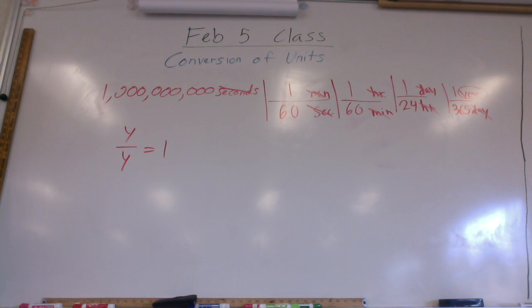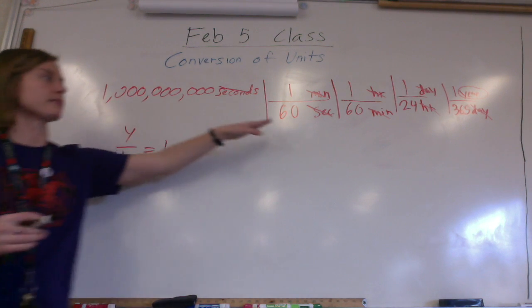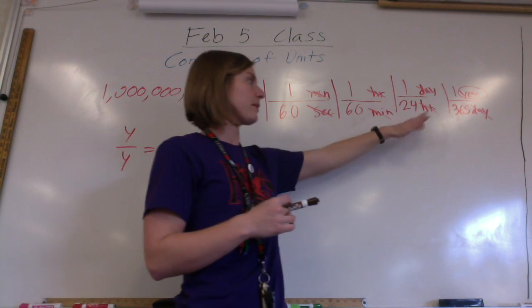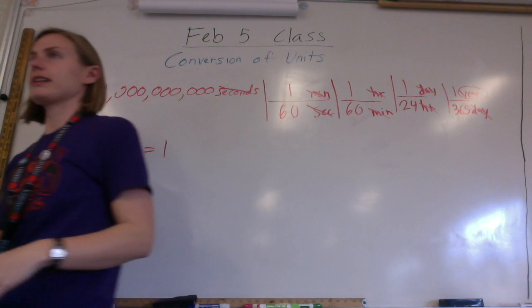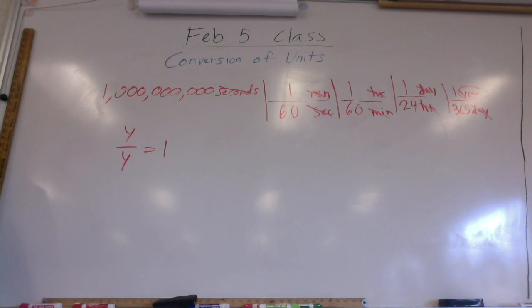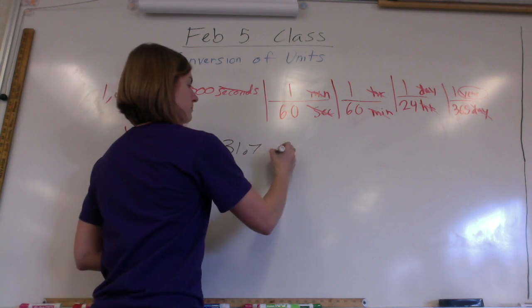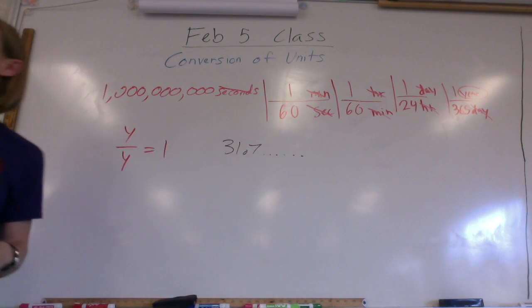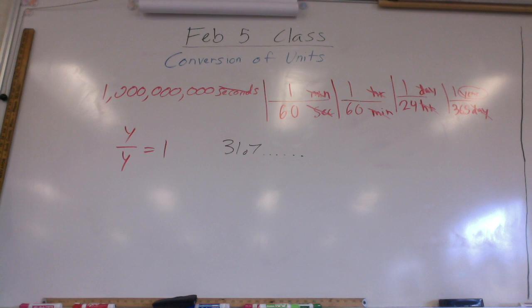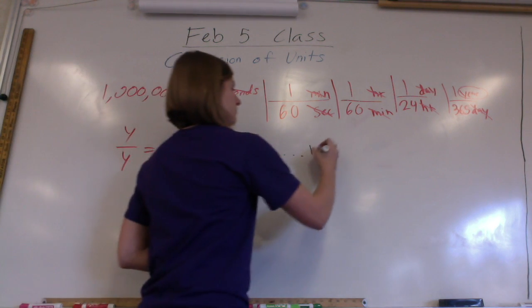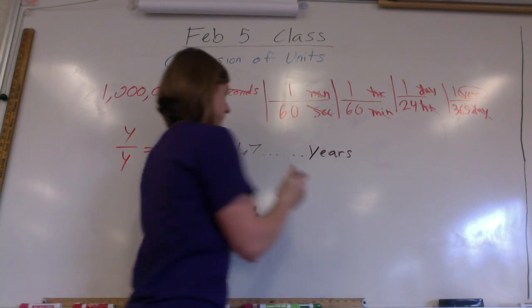Wait, what do you use 60? So 1 billion divided by 60, divided by 60, divided by 24, divided by 365. We're all getting about 31.7. 31.7 years. So when you're almost 32 years old.